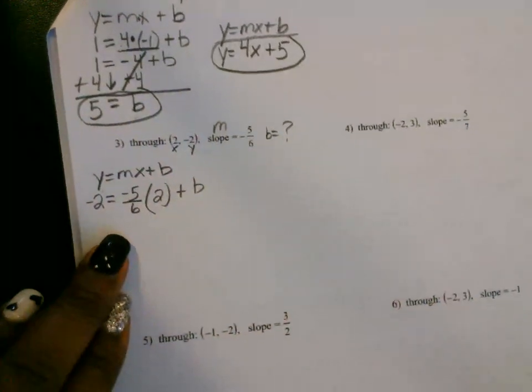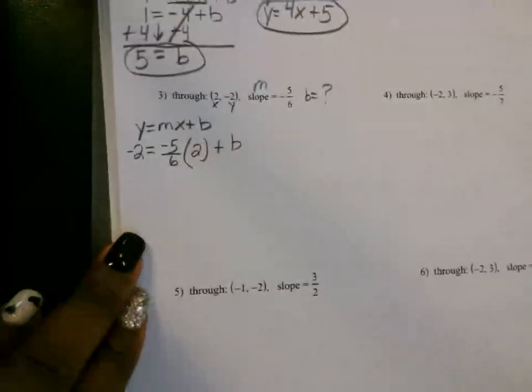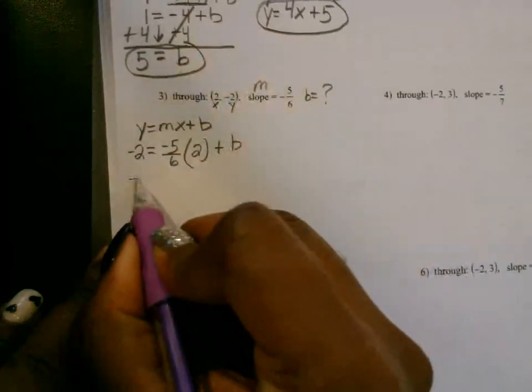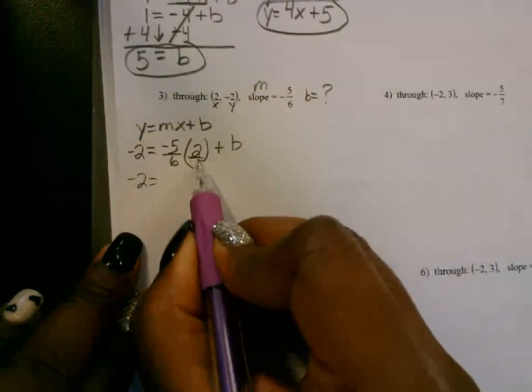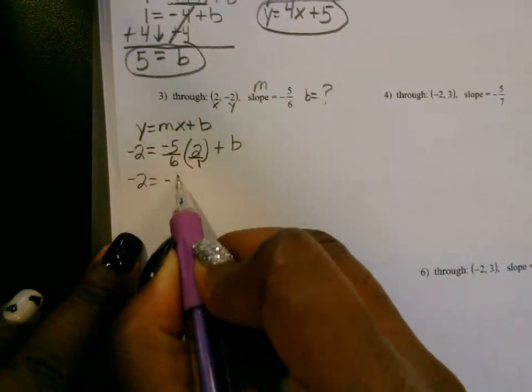Okay? All right, so now I'm going to multiply. Do the same thing I did up here. I've got to multiply these two numbers together. I'm going to multiply, put a 1 under it. I'm going to multiply this -10 on the top.